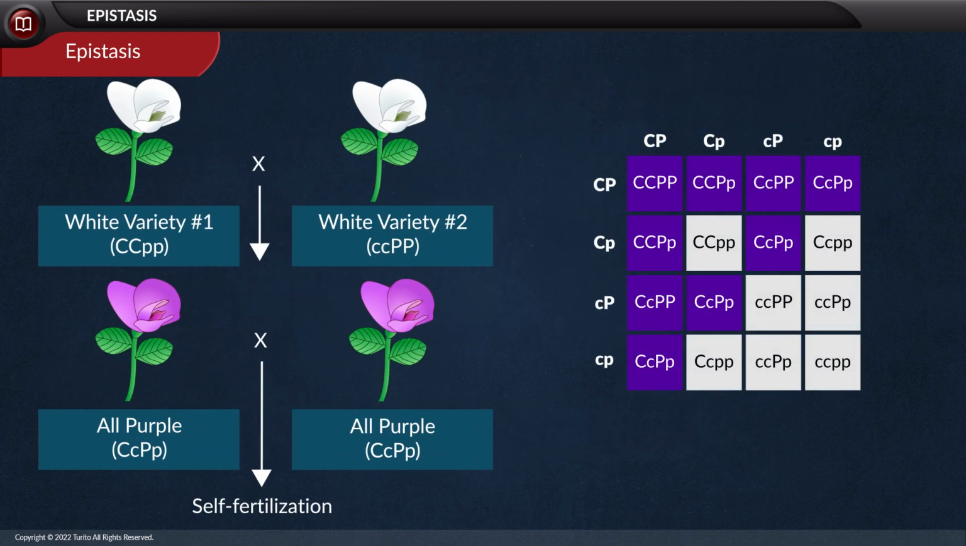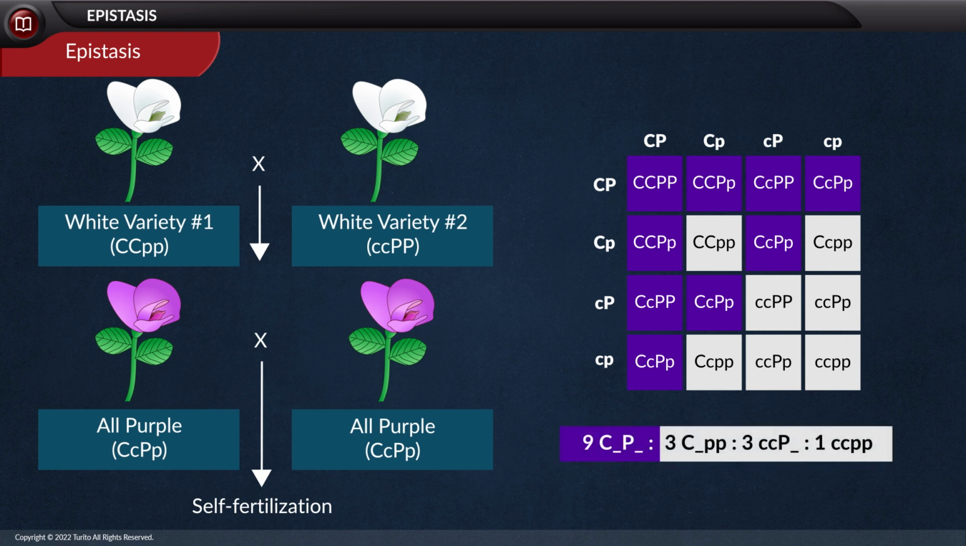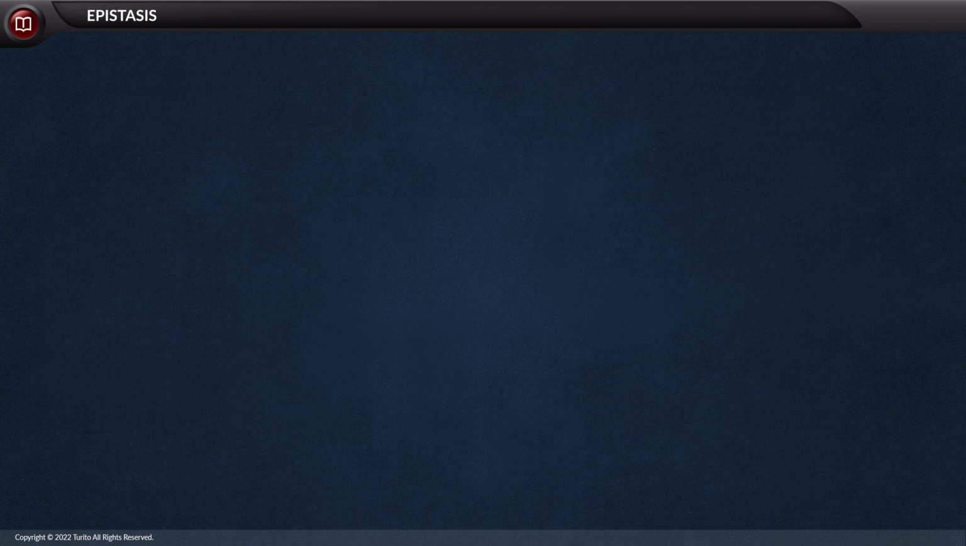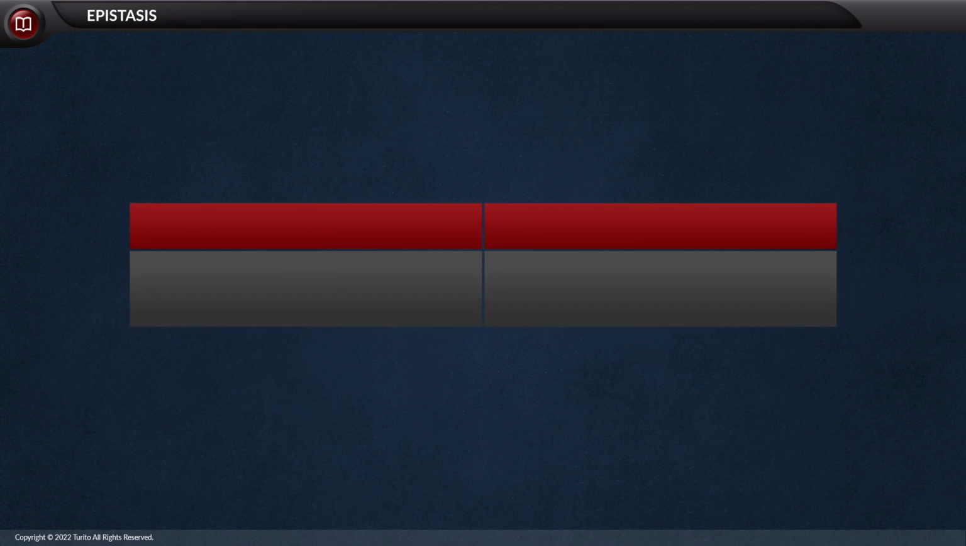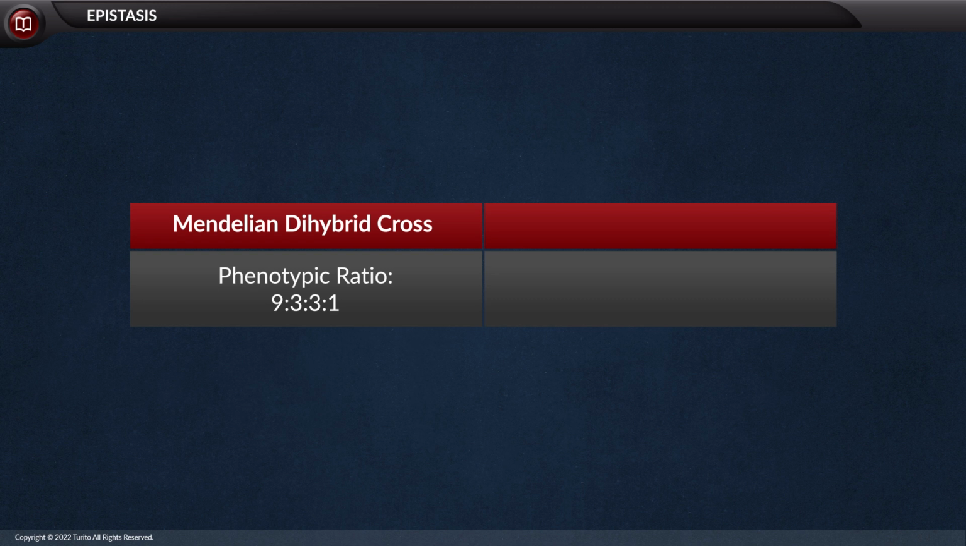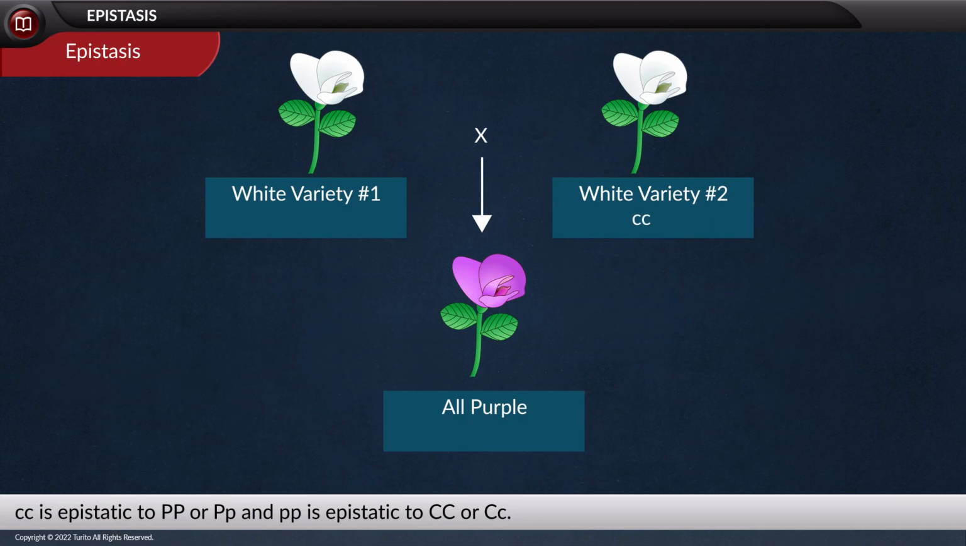In the next step, the selfing of the hybrid resulted in the formation of purple and white flowers in the phenotypic ratio of 9:7, respectively, during F2 generation. Here the deviation of F2 generation ratio from the normal dihybrid ratio 9:3:3:1 to 9:7 proves the epistatic interaction among the genes. Here, CC is epistatic to PP or pp, and PP is epistatic to CC or cc.